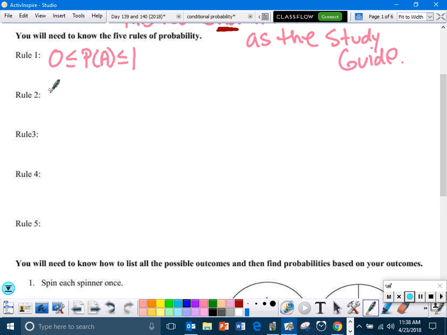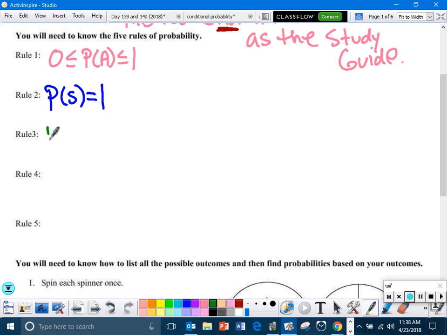Rule number 2. If you take all of the probabilities in a sample space and add them together, they should equal 1. They should not be less than 1. They should not be more than 1. They should equal 1. All of the probabilities in a sample space added together equals 1.